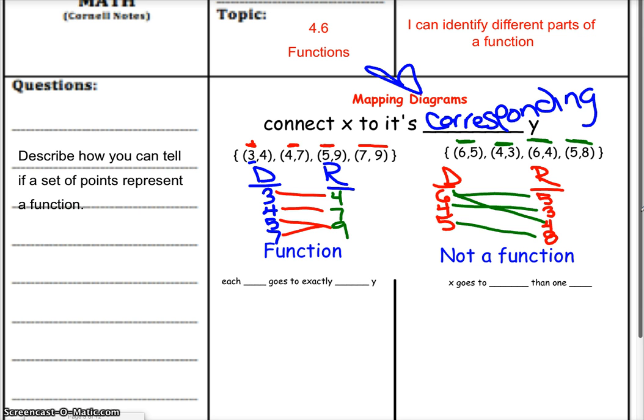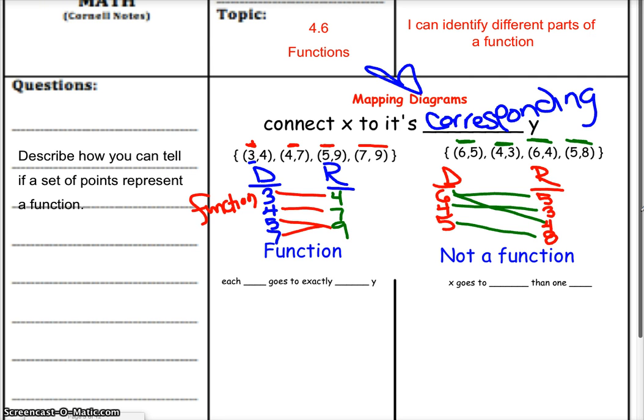Now, if you recall the definition of a function, it says you're a function if each x goes to one y. Well, if you look here, 3 goes to one y, 4 goes to one y, 5 goes to just one y, and 7 goes to one y. It's okay that 2 things are going here. I want to know how many things x is going to. So this is a function.